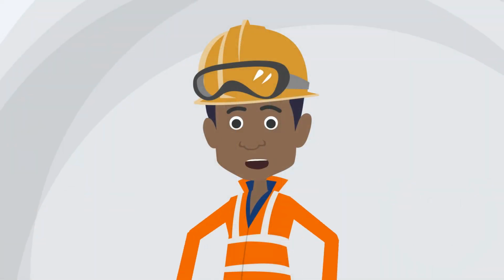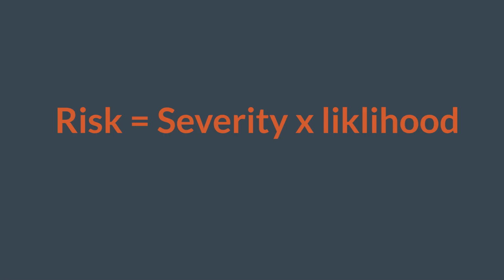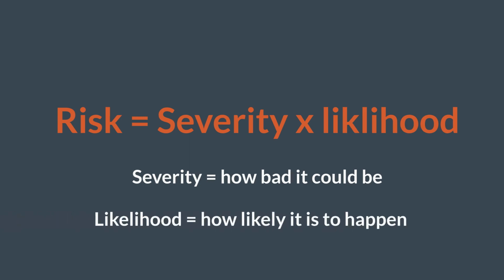We want a way to talk about how big a risk is that everyone will understand. This will make it easier to share information on how to work safely with other people. Risk is severity times likelihood. Severity is how bad it is. For example, could there be a fatality, a serious injury, or a first aid injury? Likelihood is how likely it is to happen. For example, could the harm happen daily, this year, or is very unlikely in 5 years?